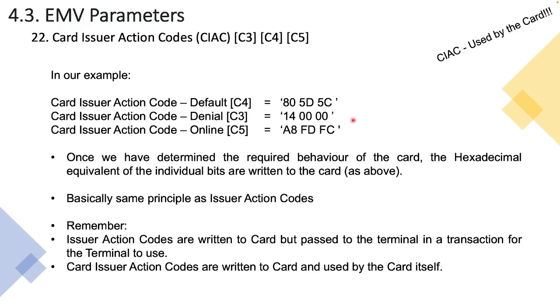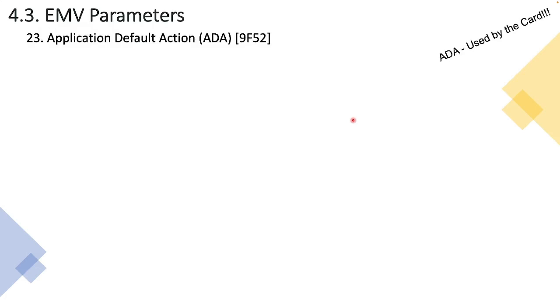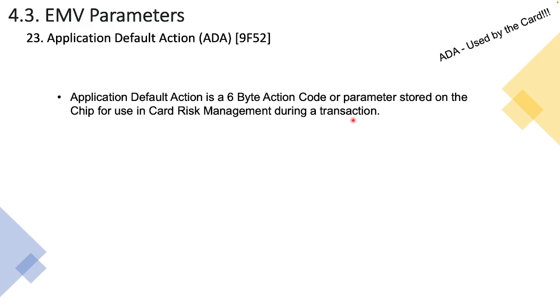discuss the Visa equivalent of card issuer action code, which is known as application default action, or ADA for short. It's tag 9F52. So application default action is a 6-byte action code that's stored on the chip for use in risk management during a transaction. It is specific to Visa, right? So remember, issuer action code exists across all the schemes. Card issuer action code is specific to MasterCard. ADA is specific to Visa. Okay.